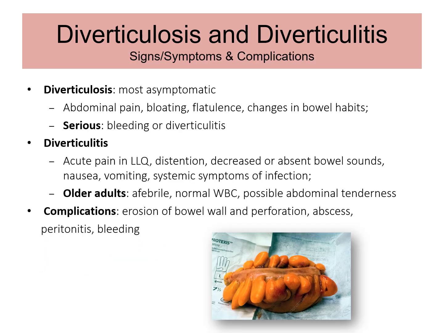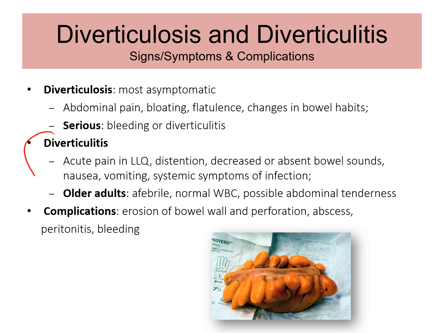So diverticulosis, now this is the one that there's no inflammation, is usually asymptomatic. When symptoms start to arise, they can have abdominal pain, bloating, flatulence, changes in bowel habits. Again, whenever you see changes in bowel habits, it could mean both constipation or diarrhea. However, it can actually cause bleeding and lead to diverticulitis eventually. All right, then we have diverticulitis.